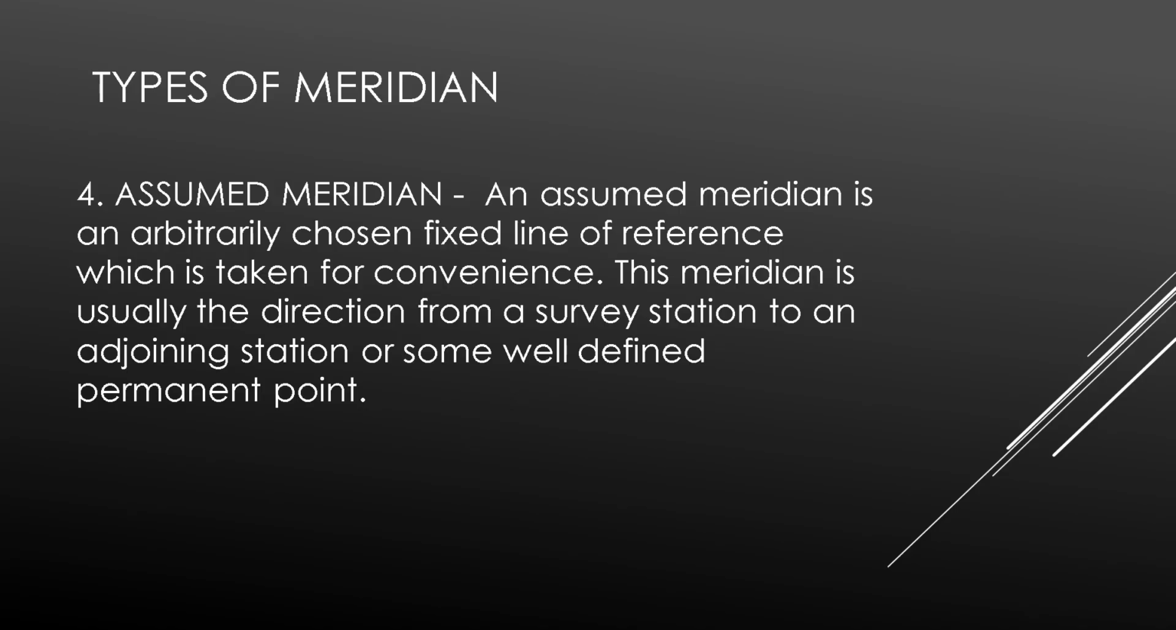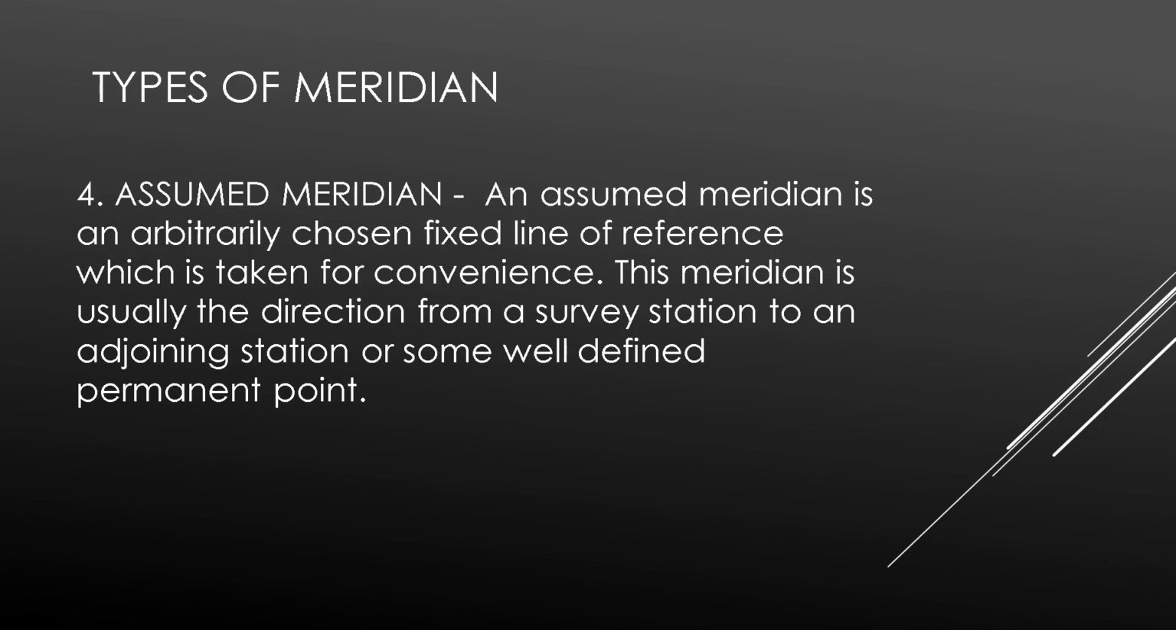We now discuss the fourth type of meridian, which is the assumed meridian. An assumed meridian is an arbitrarily chosen fixed line of reference that a surveyor selects for convenience. Unlike the true meridian or magnetic meridian, it does not necessarily represent the actual geographic or magnetic north direction.